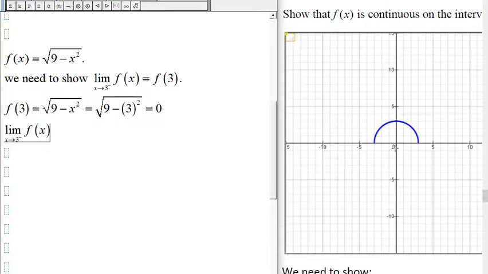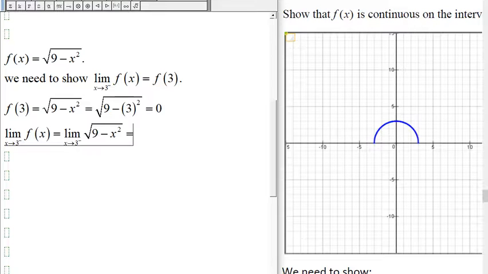As x approaches 3, so this is 3 right here, we're going to start from the left side, and then we're getting closer and closer to 3. So we add like 2.99999, so it's getting closer and closer to 3. And as we get closer and closer to 3, then f of x, or the y, will get closer and closer to 0. So this will equal this. And this will get closer and closer to 0.